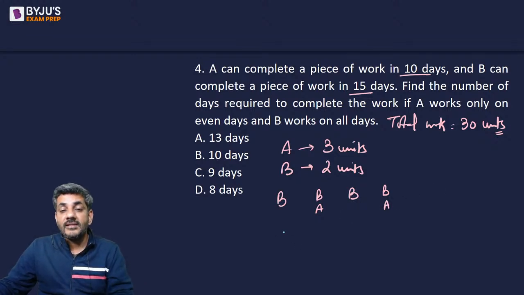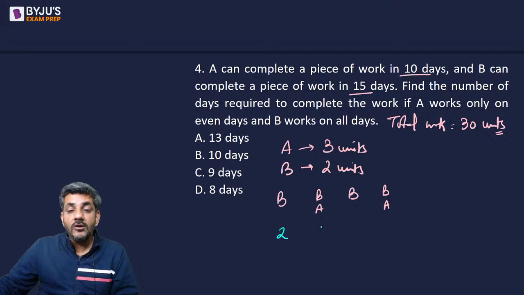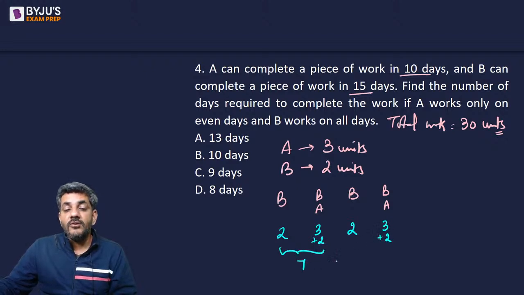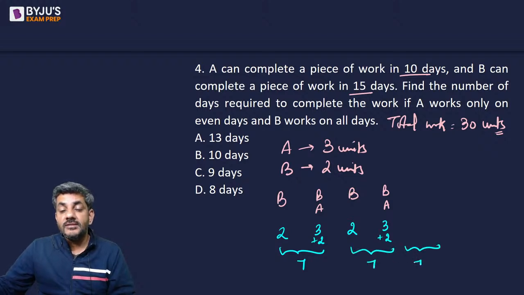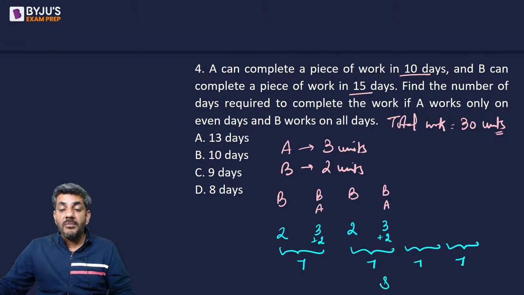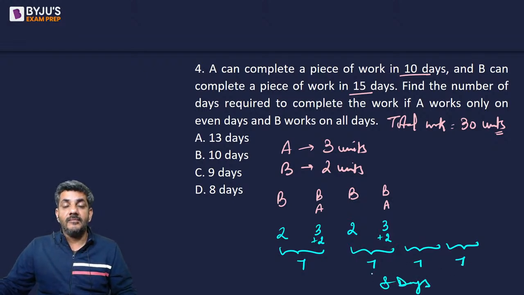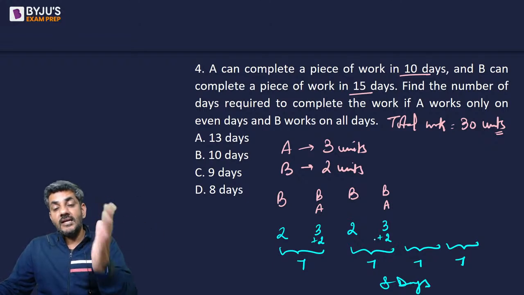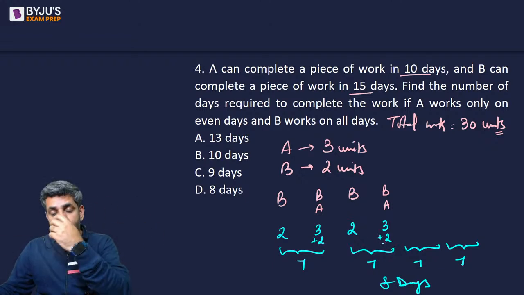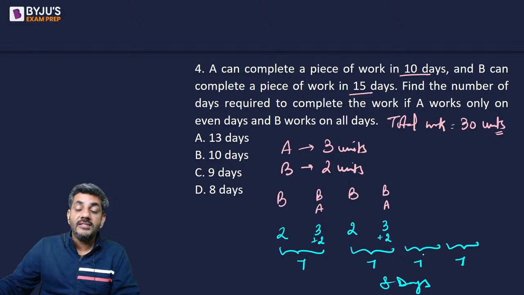So if they work like this, on first day we have 2 units, on the second day we have 3 plus 2, 5 units. The next day we have 2 units, the next day we have 3 plus 2, 5 units. So ultimately 7 units will be formed in first 2 days, 7 units in the next 2 days, 7 in next 2 and 7 in next 2. So 28 units are made in these 8 days.